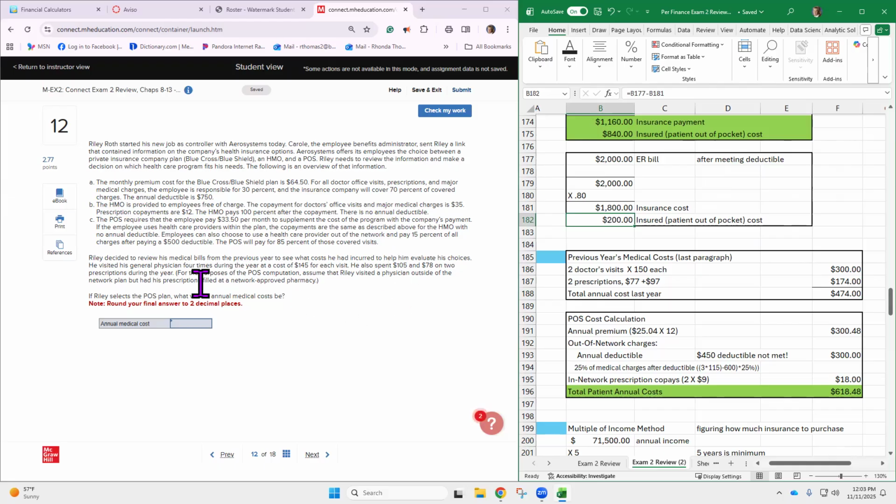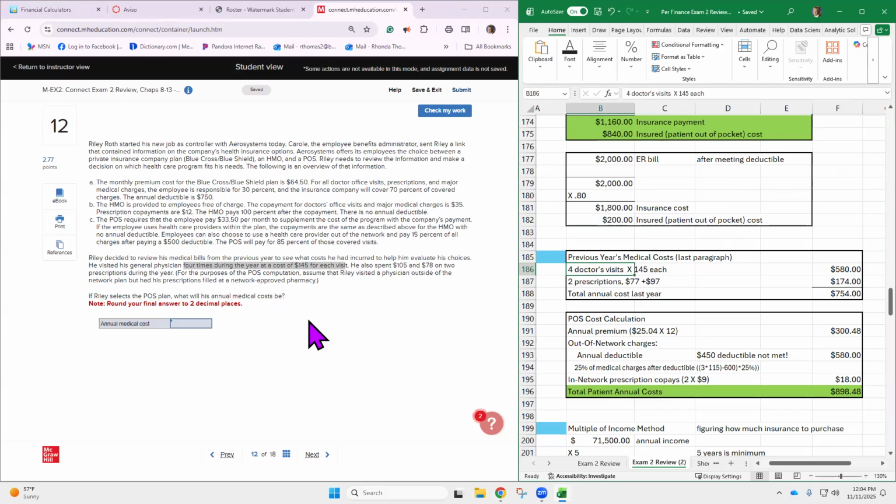Mine says that he visited, here's where you need to look, 4 times during the year at $145 each. Put that down on a piece of paper, however you're taking notes. 4 times at $145 each. Let me do the math here. Last year he went to the doctor 4 times at $145 each, so that was $580 just for his doctor visits.